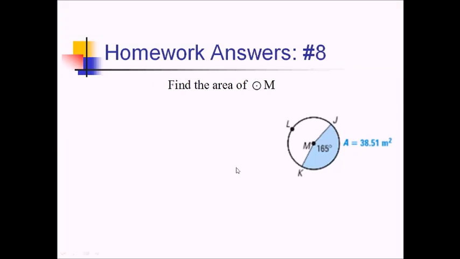For number 8, we want to find the area of this whole circle M, and we are given this minor arc, or this central angle for a minor arc, and the area of this smaller sector here. So let's set up a proportion. We can say that this smaller area, 38.51, divided by the whole area of the circle, is the same ratio as 165 over 360. Let's cross multiply. We've got 165 times the area that we want equals whatever 360 times 38.51 is.